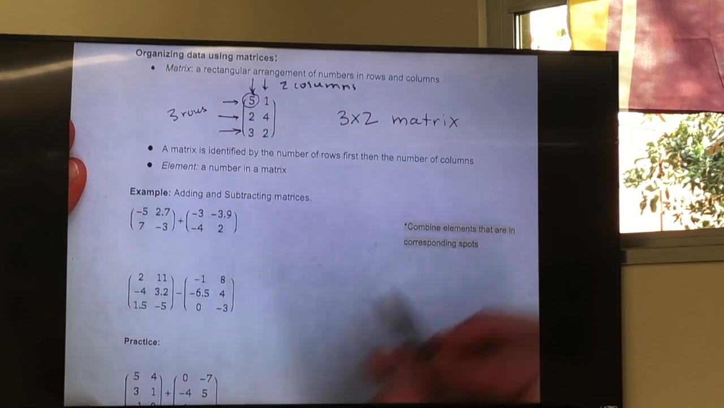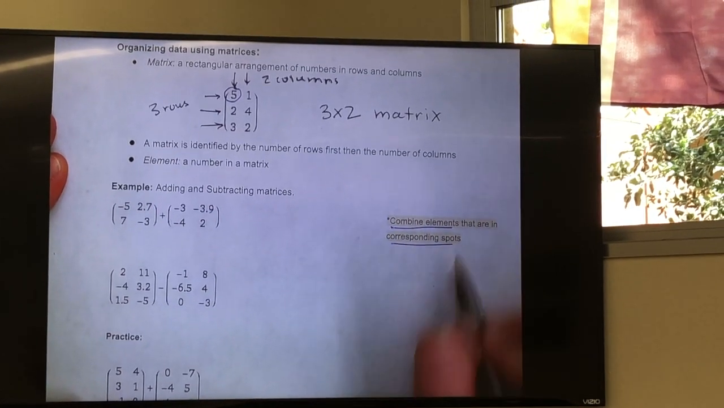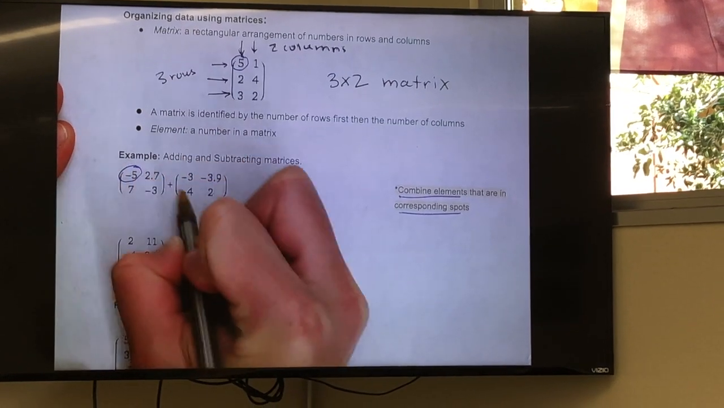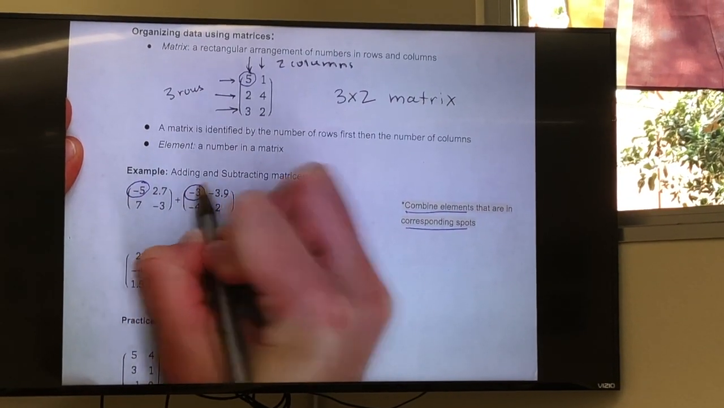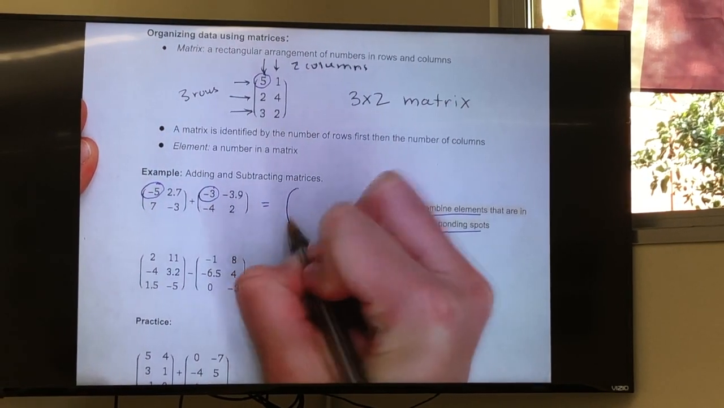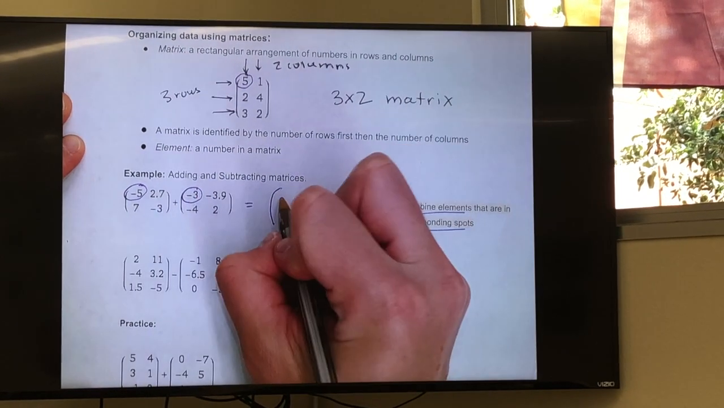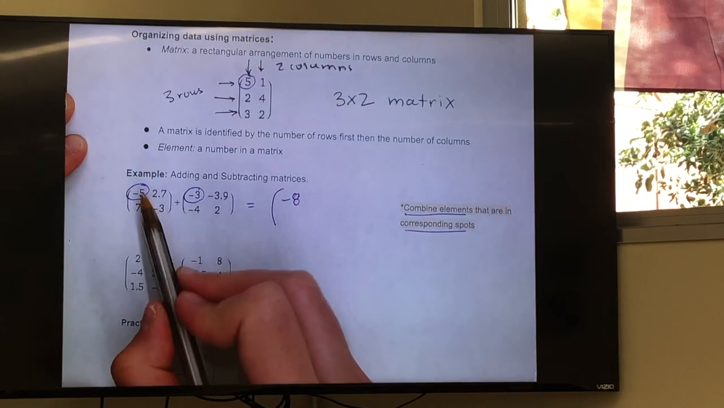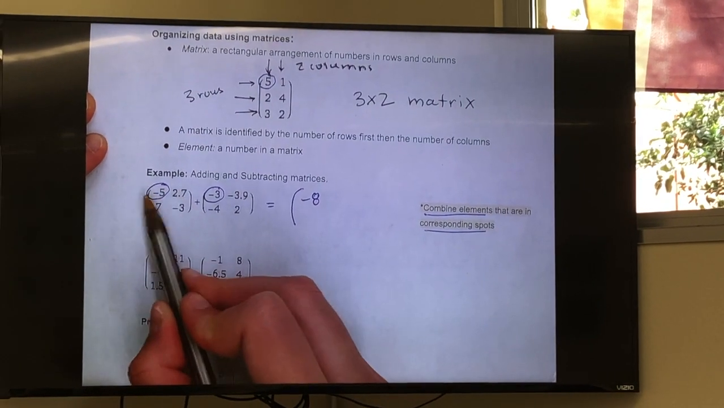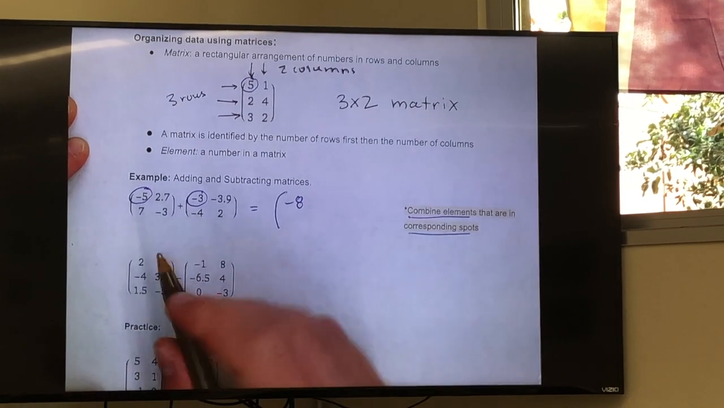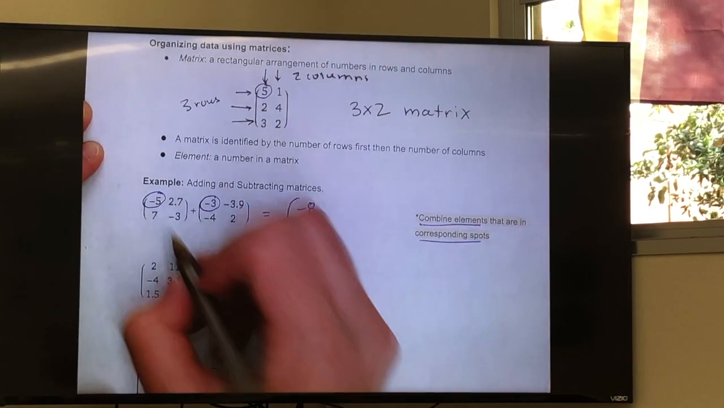So all you do is combine the elements that correspond to their parts. So negative 5 plus a negative 3 is going to go in the top right. Negative 5 plus a negative 3 gives me negative 8. If it starts as a 2 by 2, then it's going to end up as a 2 by 2. Then you do the next corresponding parts.